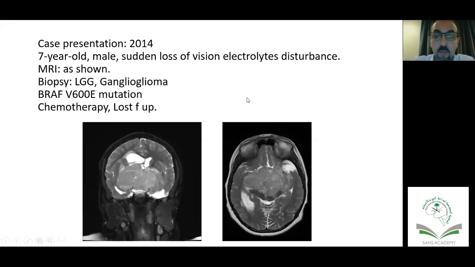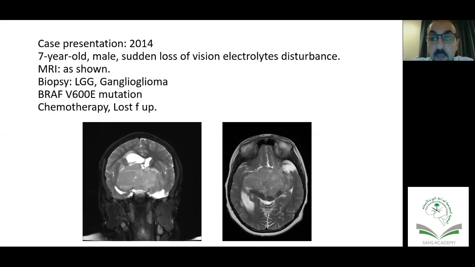This is ganglioglioma, a case of a 7-year-old boy who presented with sudden onset of loss of vision with serious electrolyte disturbance. I think it came with a sodium of 116. The lesion was a massive supratentorial, suprasellar tumor. So we did a biopsy first. That's what we always do with a solid suprasellar lesion. And it was ganglioglioma. Later on, we managed to get the BRAF, and this is an example of a BRAF mutation case in ganglioglioma.